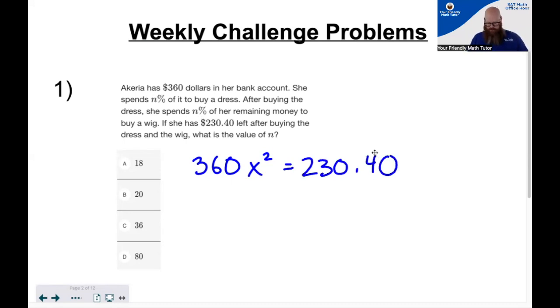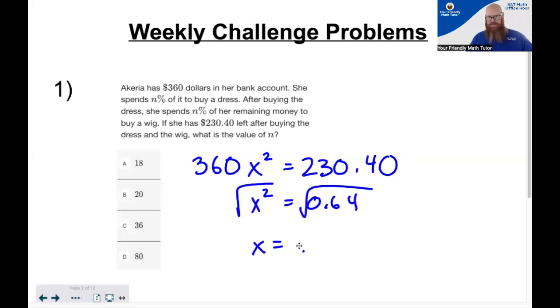Okay. So then what we're going to do is figure out what x is. So I'm going to divide. 230.4 divided by 360 is 0.64. So x squared equals 0.64. Then we're going to square root both sides. So x is going to be 0.8.